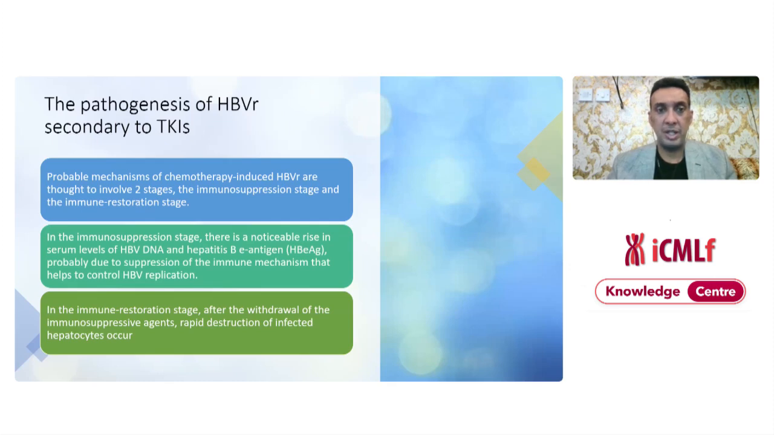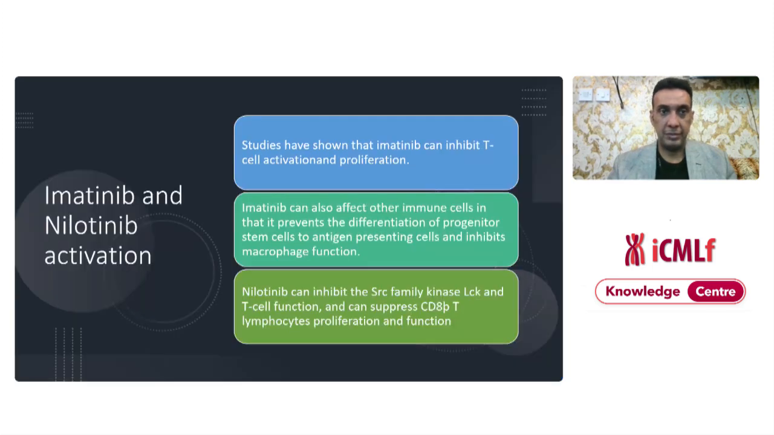In the immune suppression stage, there is a noticeable rise in the serum level of hepatitis B virus DNA and hepatitis B E antigen, probably due to suppression of the immune mechanism that helps to control hepatitis B virus replication. In the immune restoration stage, after the withdrawal of the immunosuppressive agent, rapid destruction of infected hepatocytes occurs.